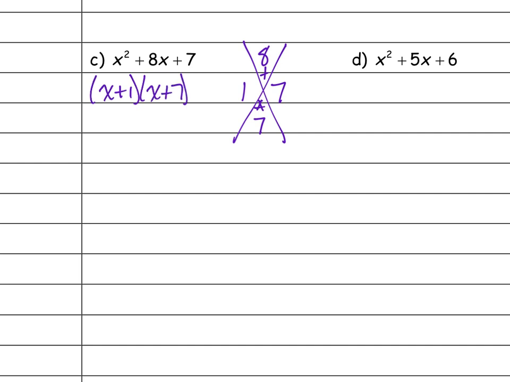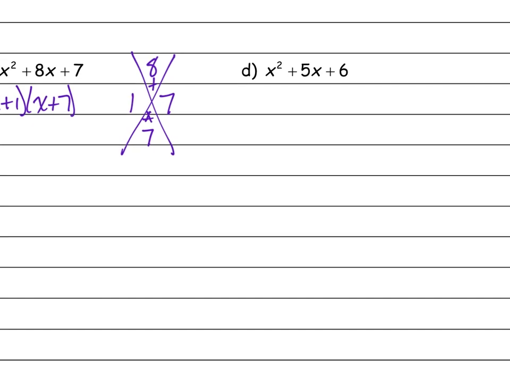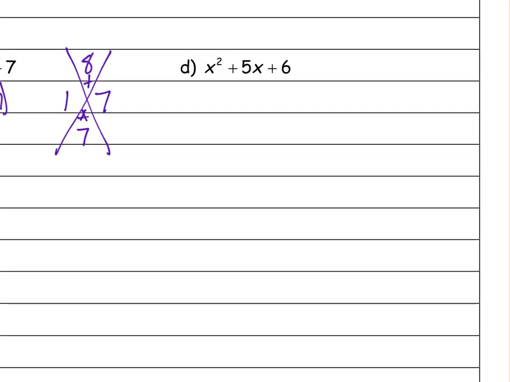Beautiful. Okay. And then the last one, we want 2 numbers that add to be 5 and multiply to be 6.